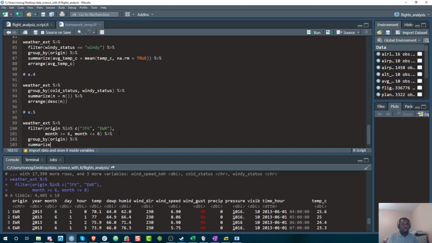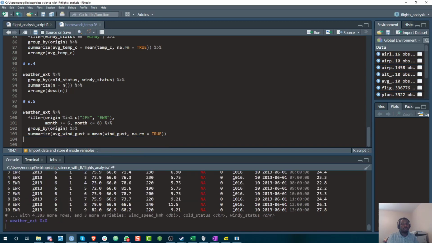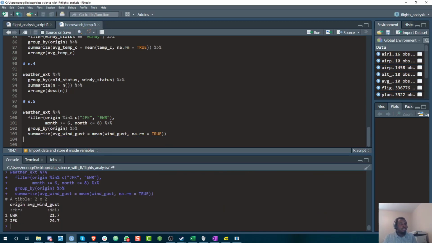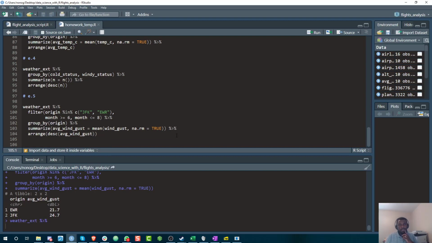Okay. And that would be, let's call it AVG wind gust for average wind gust, and that's the mean wind gust. Okay, na.rm equals TRUE. Okay. And we want the highest, right? So there are two of them. And just because I need to be a perfectionist, since I'm teaching you guys, let me just do a range on AVG wind gust. Alright, so that's JFK, as you can see.